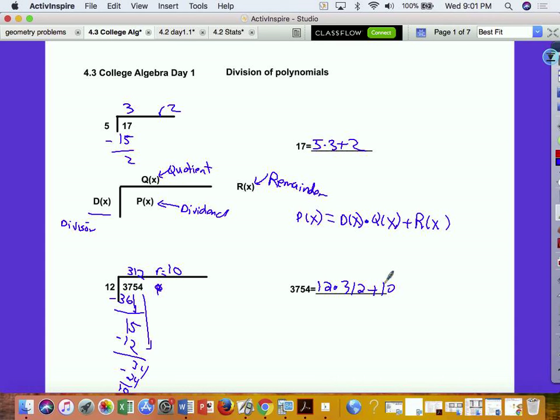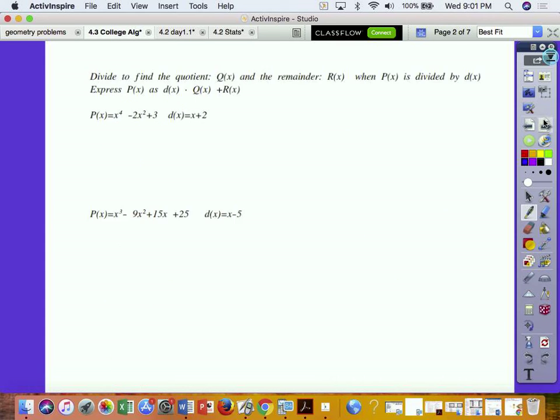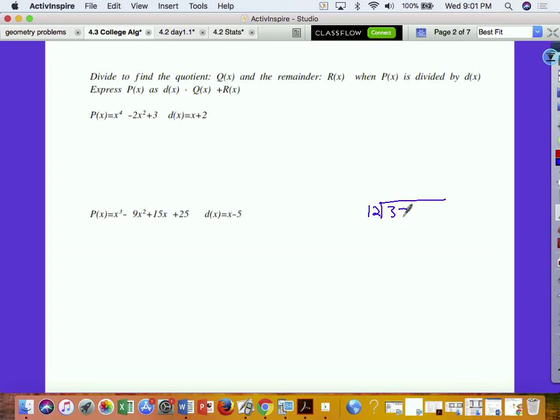So now we're going to do the same thing with variables. What I'm going to do is remind us of the steps by redoing that problem that we just had. So I'm going to rewrite it. If you want to do this with me, you can. But I'm going to divide 12 into 3754. And I'm going to divide x minus 5 into x cubed minus 9x squared plus 15x.